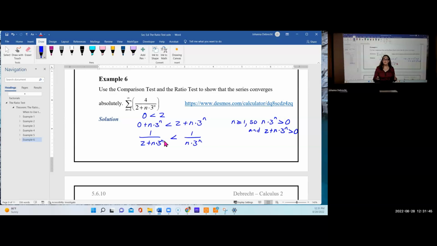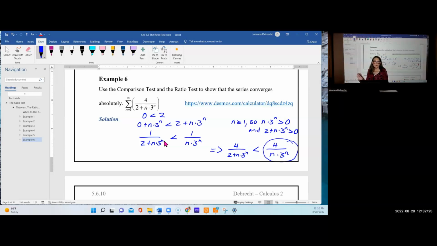And then I can multiply both sides by a positive 4, which will not reverse the sense of the inequality. And so this then leads to the following, that 4 over 2 plus n times 3 to the n must be less than 4 over n times 3 to the n. So this becomes my comparison series. So I want to look at that series instead. So I know that this original series is going to be less than or equal to a series with this as the summand. That's the comparison test. The unknown less than or equal to something else.